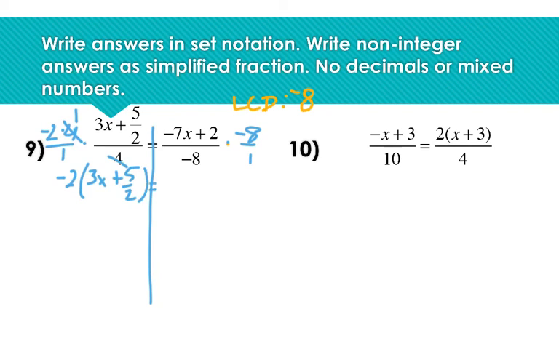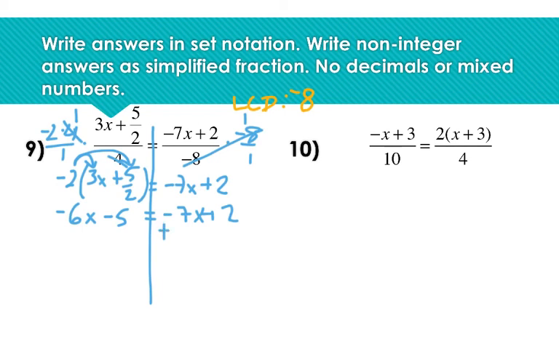On the right, negative 8 divided by negative 8 is 1. So we're actually not changing this numerator. It's just negative 7x's plus 2, because we're multiplying by 1. Now we're going to distribute the negative 2 on the right side of our equation. So negative 2 times 3x's is negative 6x's. And negative 2 times 5 halves would be negative 5. So we have negative 6x's minus 5 equals negative 7x's plus 2.